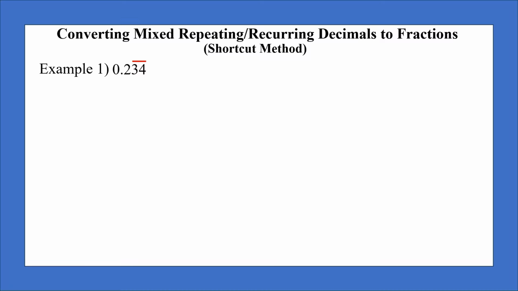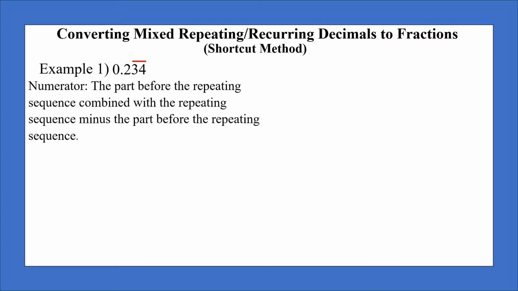0.234 bar. Now you have to identify the repeating part. Now here 34 is the repeating part. The repeating sequence has 2 digits. And next is set up a fraction. The numerator is going to be the part before the repeating sequence combined with the repeating sequence. That means the full decimal part 234 minus the part before the repeating sequence. So you have 234 minus 2, which is 232.